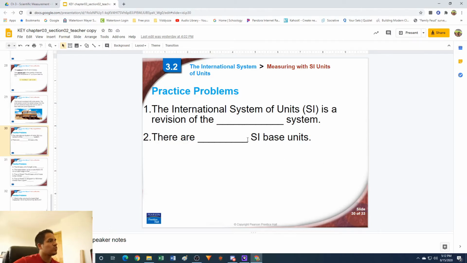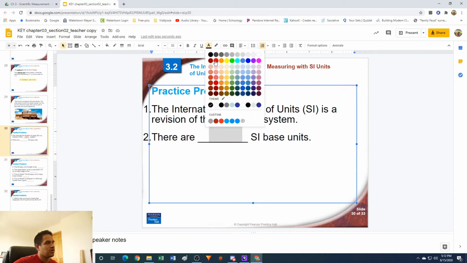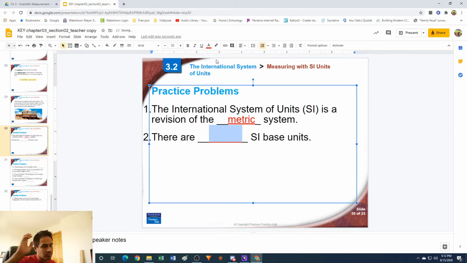Number 1, the International System of Units, or SI, is a revision of the blank system. So this is a revision of the metric system. Number 2, there are blank SI base units. So there are technically more than 5, but we're going to say there are 5 SI base units based on the notes. I think though on the table they showed there was like 7.